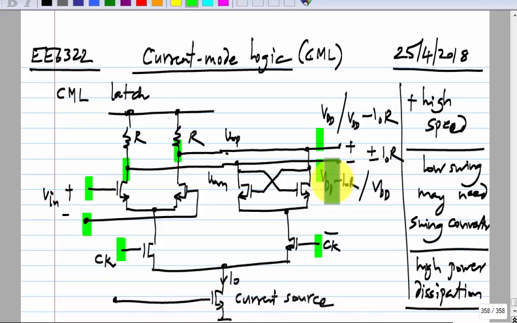It does, in that the switching is not instantaneous between clock and clock bar, right? It's not as though this transistor turns off immediately and this turns on immediately. So it does have a sampling output. Okay.